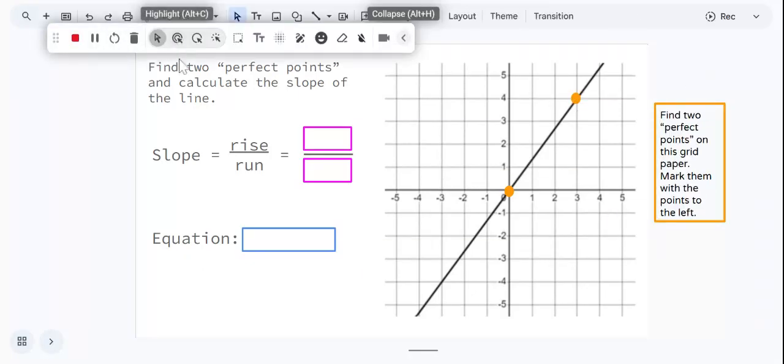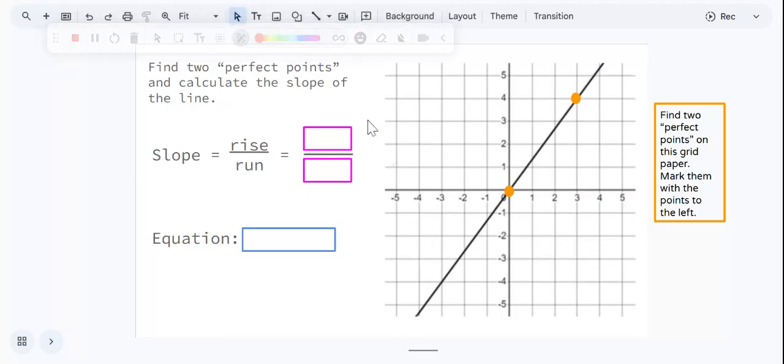Now there's another perfect point. I'll go ahead and mark it for you just for fun. The other perfect point is right here. Now it does not matter which perfect points you find. As long as they are truly perfect points, when you find your rise over run, your slope is going to be the same no matter what.